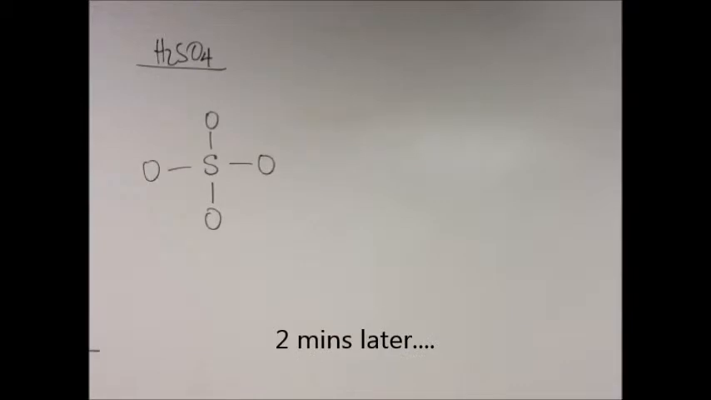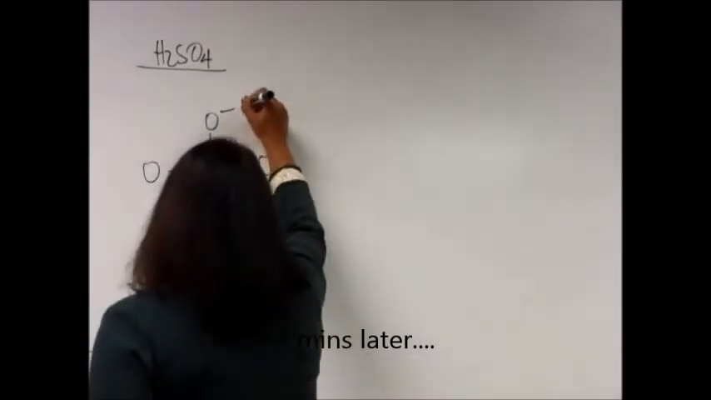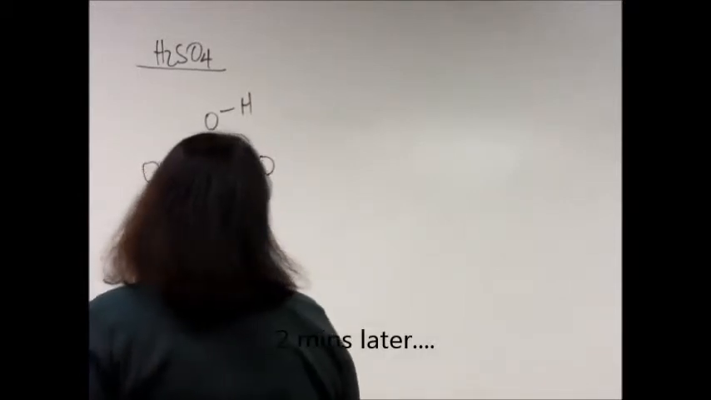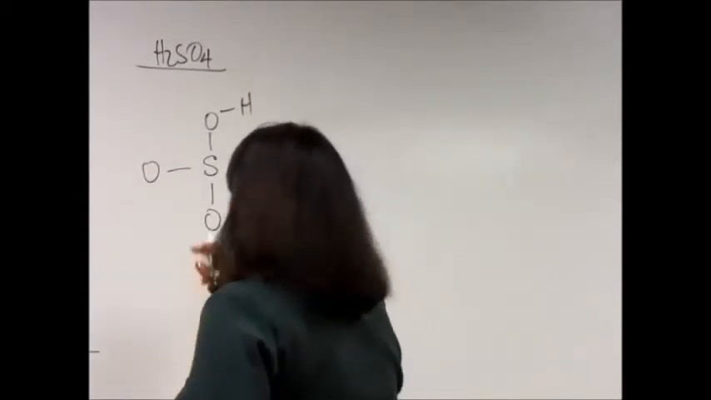I'll give you one hint for this. The hydrogens have to be attached to oxygen. It's an acid, so when you're writing the Lewis structure for acids, the hydrogens have to be attached to oxygen. So it's not as compact as we think it is. Good? Okay.